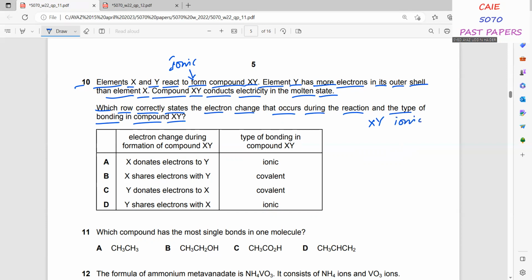So either A is correct or D is correct. Both B and C are wrong. So what will happen during the formation of an ionic bond? X must be the metal which gives electrons to the non-metal. So look at the statement: X donates electron to Y. This must be the right statement. Part D, Y shares electron with X. This is wrong. This can't be correct. So A will be the right answer for this question.